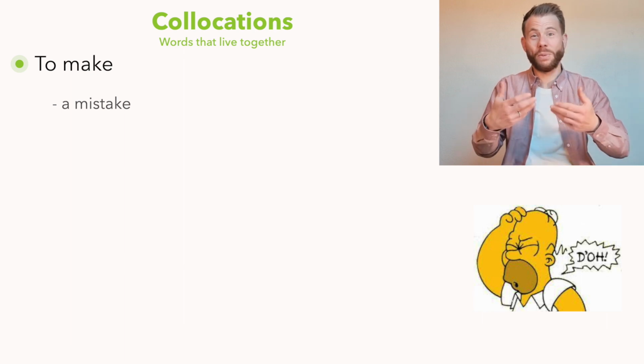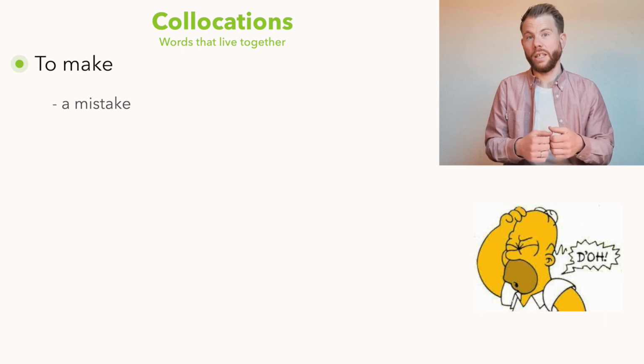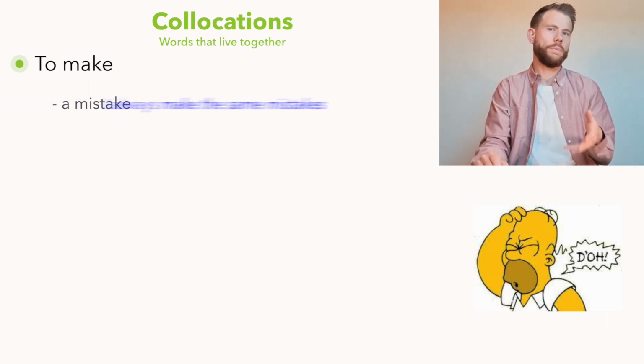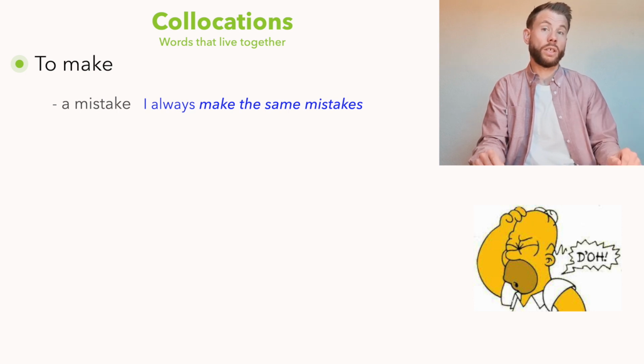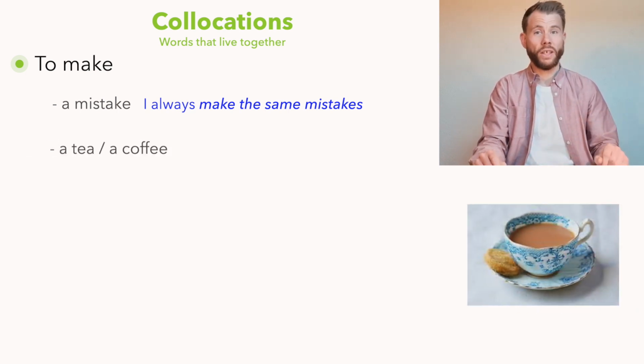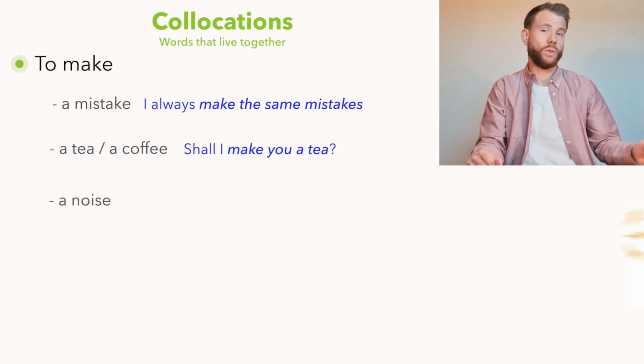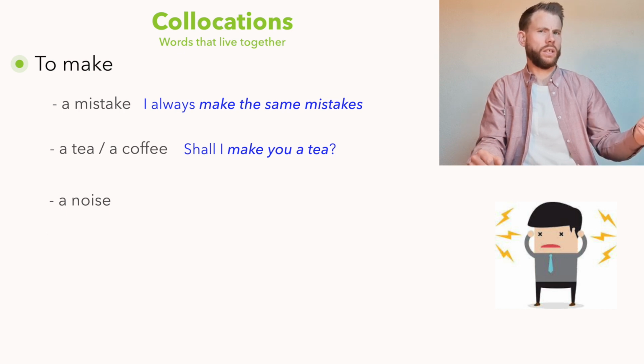Okay, and this is something that we use a lot, particularly when we're speaking in another language and we're learning. It's an expression that you need to use a lot, obviously. So an example, I always make the same mistakes. Another example, one that's close to my heart, is to make a tea or make a coffee. Shall I make you a tea? Also on the list is a noise, to make a noise. So that machine's making a strange noise.